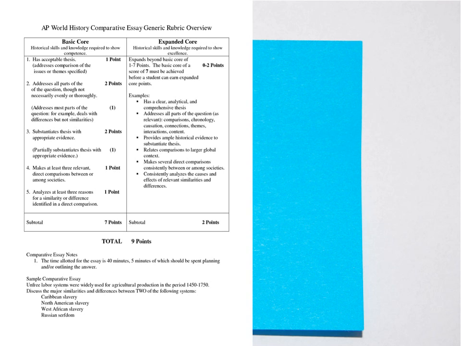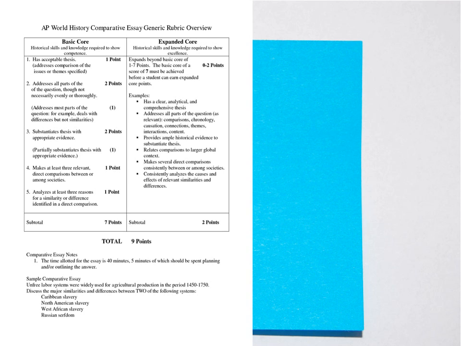You can get 2 points for a substantial thesis with appropriate evidence. So your thesis and evidence need to be like peanut butter and jelly. They go together. They can't be separated. You can get 1 point for a partial substantial thesis with appropriate evidence. Shoot for two. You need the two.